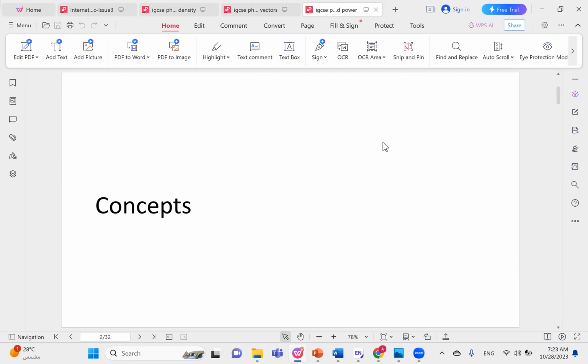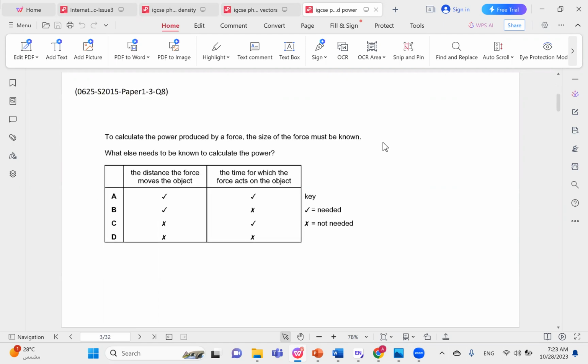We will begin with concept questions. To calculate the power produced by a force, the size of the force must be known. What else needs to be known to calculate the power?